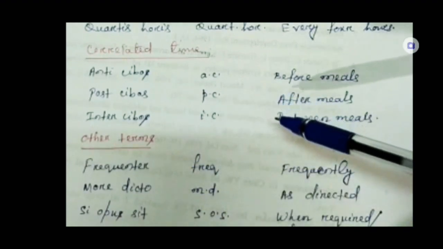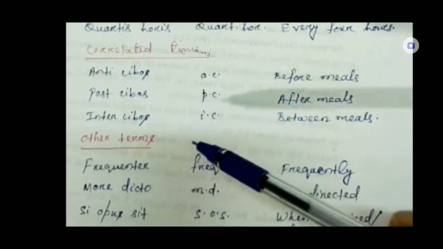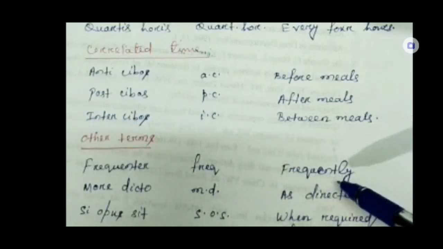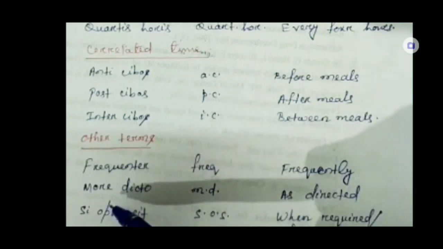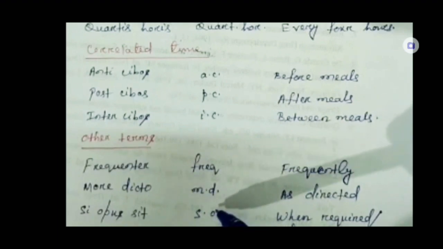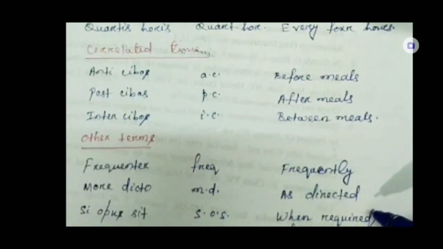Next is other terms. Some other terms are also used. Frequenter, the Latin term, abbreviation is freq, F-R-E-Q, means frequently. More dicto, the Latin term, the abbreviation used is MD. MD indicates as directed. Likewise, si opus sit, SOS, its meaning is when required or when necessary. Statim, the Latin term, abbreviation is stat. Immediately is the meaning in English.